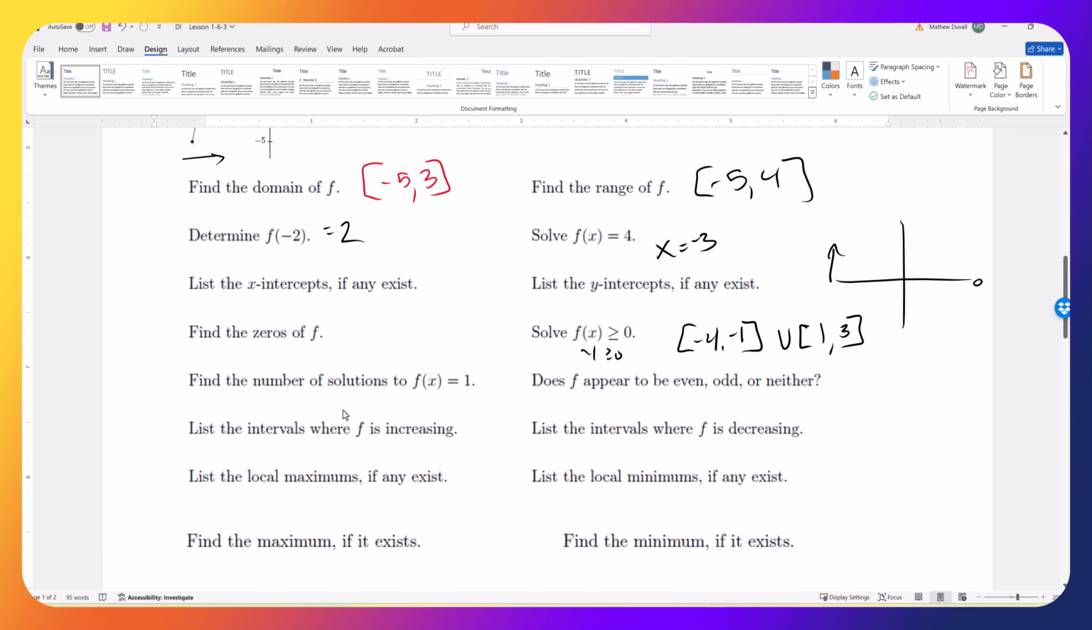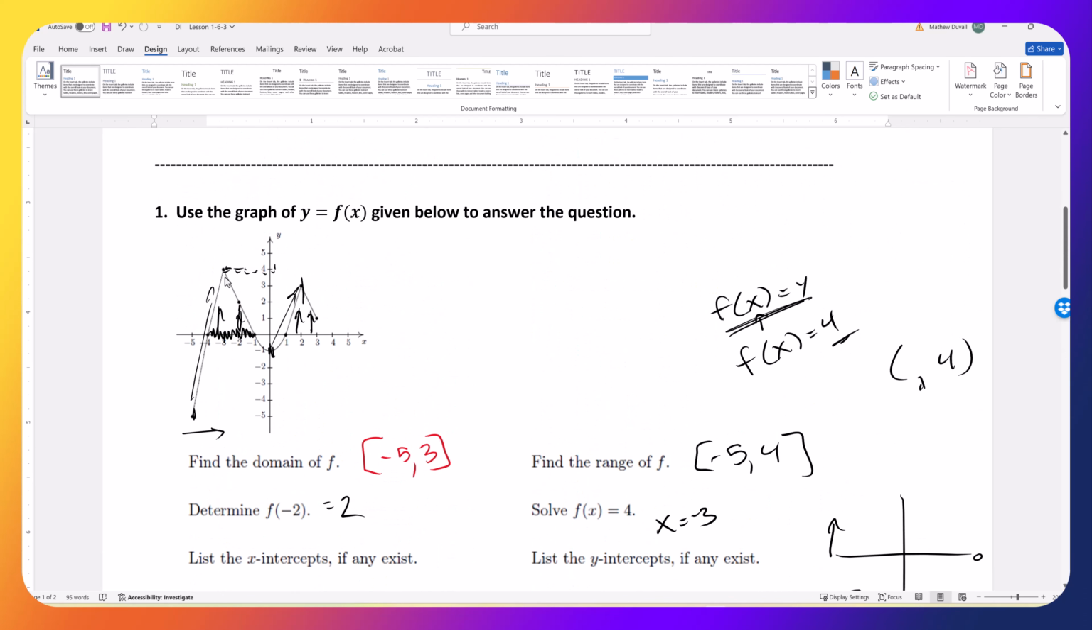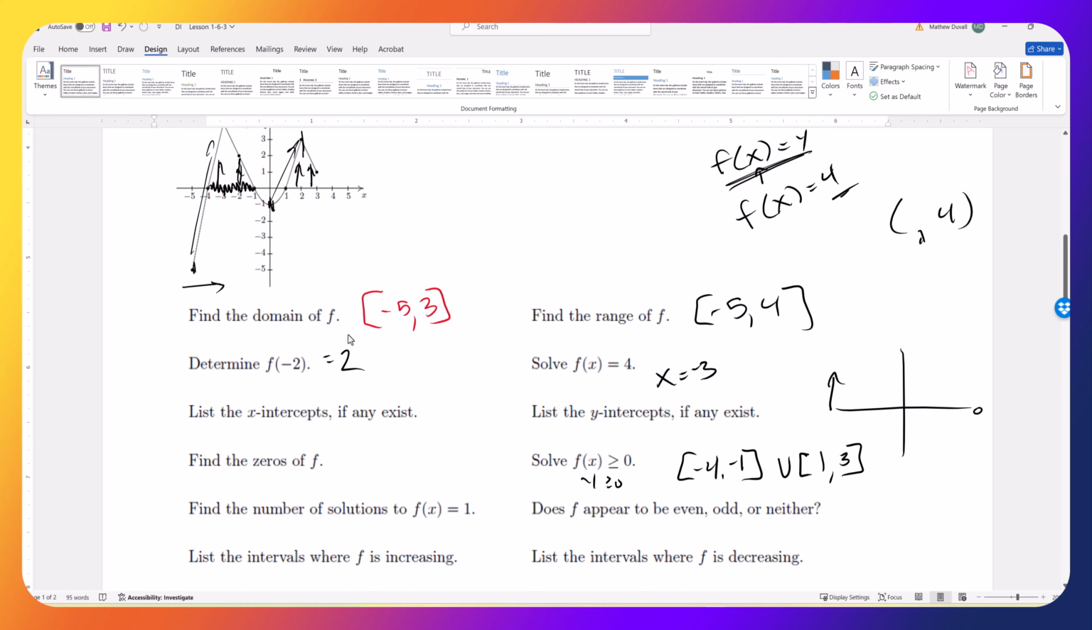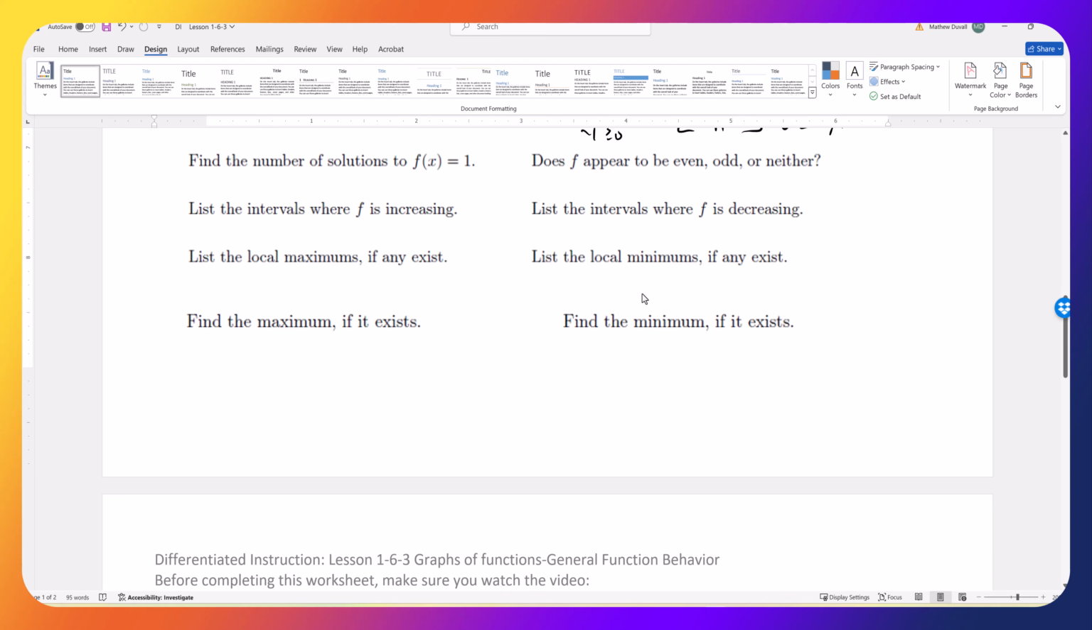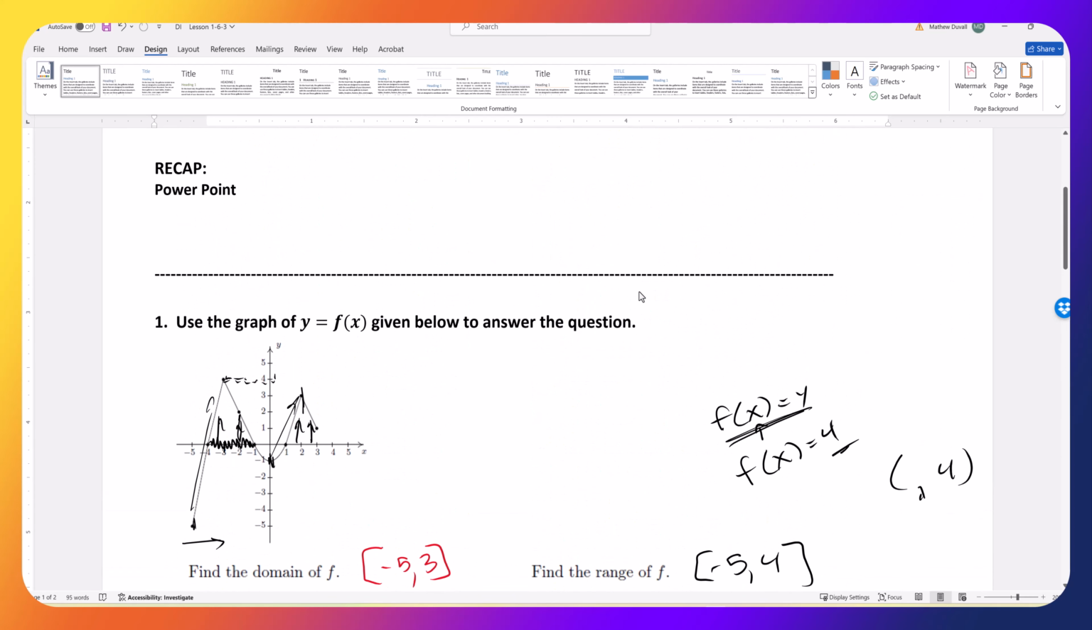Find the maximum. So the maximum is going to be the highest possible value. So that's going to be 4. Now the local minimums, remember, a local just means any interval that we can create. So if we have an interval, we know that there's a lowest possible value. So any local minimum is any time the graph goes down and then goes up. If we see a place where the graph goes down and then goes up, we have a minimum. So this right here at -1 is my local minimum.